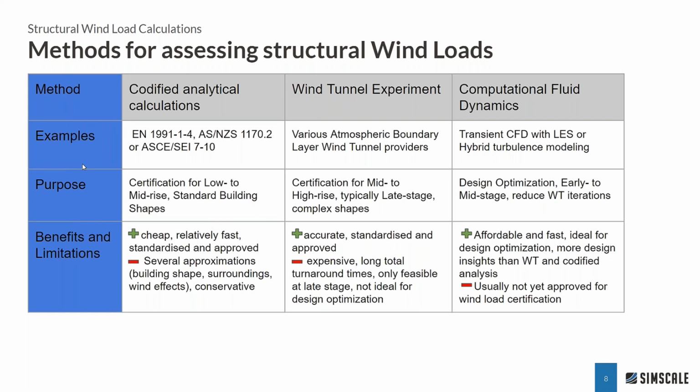The second option, and also very widely used, are wind tunnel experiments. There are various providers worldwide for atmospheric boundary layer wind tunnels that can do these kind of experiments. They're also certified for mid to even high-rise buildings, typically done only late stage as a final verification, but they also can take into account complex building shapes. These are also very accurate and follow standardized practices, and are also an approved method to evaluate wind loads.